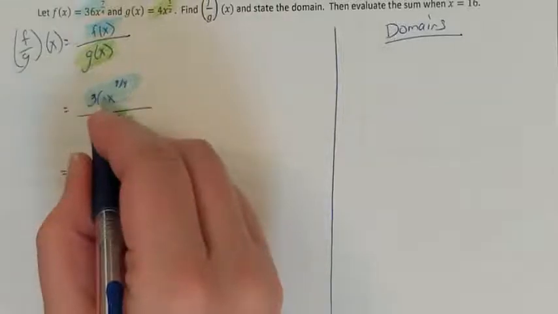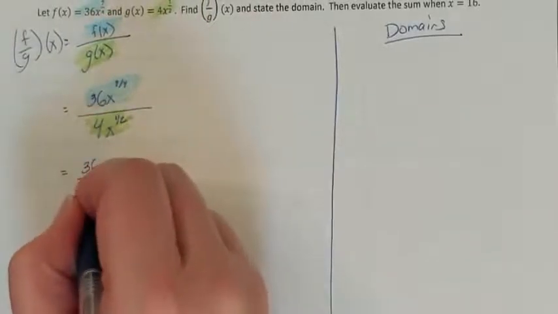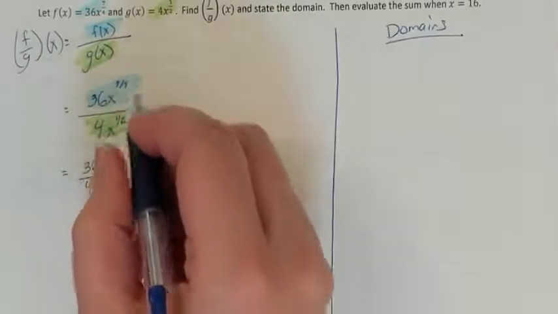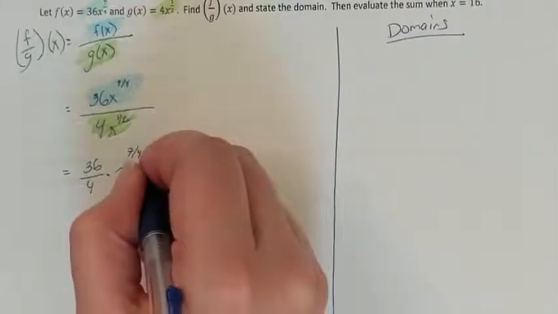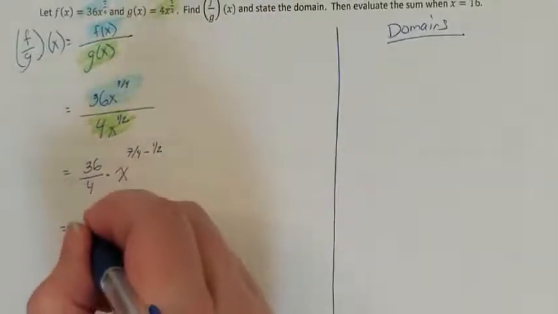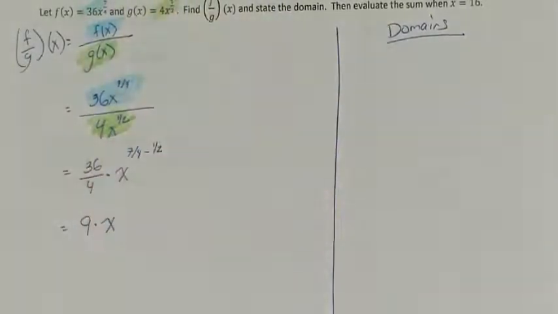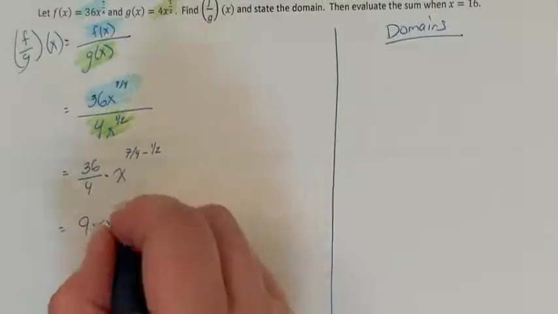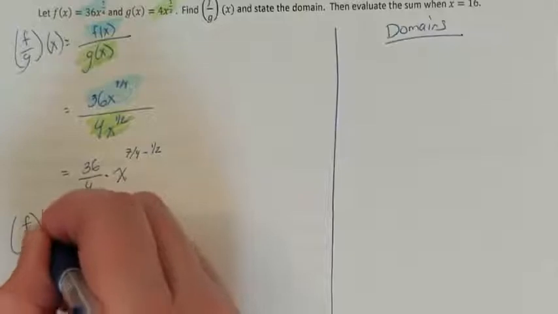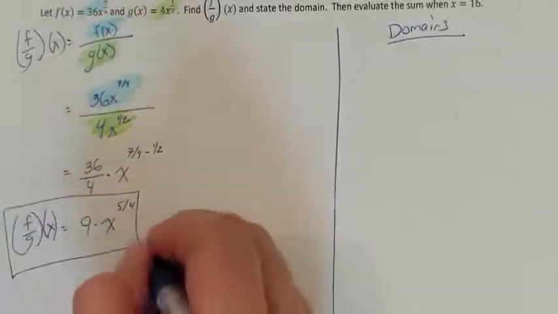So I have the fraction 36 divided by 4. Looking at same base x's in the numerator and the denominator, the rule is to subtract. So it's the numerator's exponent minus the denominator's exponent. 36 divided by 4 is 9. Looking at my x's, 7/4 minus 1/2 is 5/4. So this is my f divided by g of x rule.